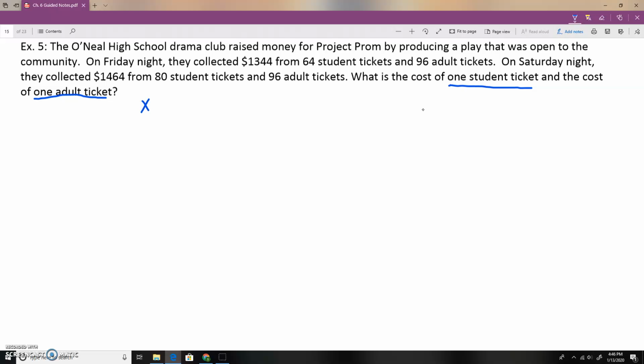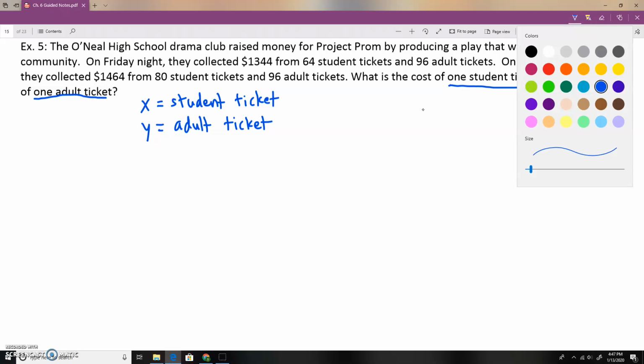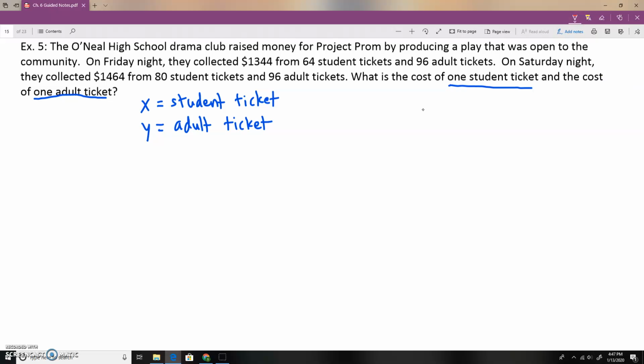I'm just going to use X and Y. So X is going to be the cost of the student ticket, and then Y is going to be the cost of the adult ticket. Alright, so now we use our information from the problem to write our two equations.